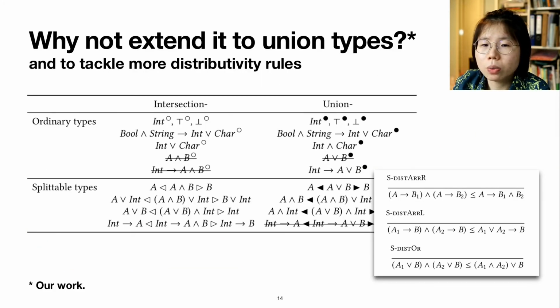And in this pearl, we extend the idea of splittable types to union types. Previously, there were ordinary types and splittable types defined according to intersection types. Now, we also have union ordinary types and union splittable types. We define them based on these three distributivity rules. And similarly, once we have done this, we generalize the algorithmic subtyping formulation in the intersection and union types section by using the corresponding splittable types to replace the intersection and the union types.